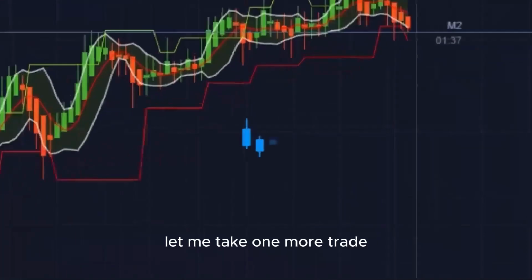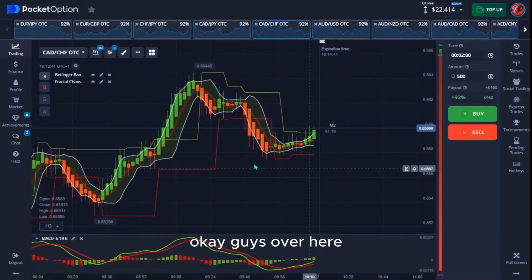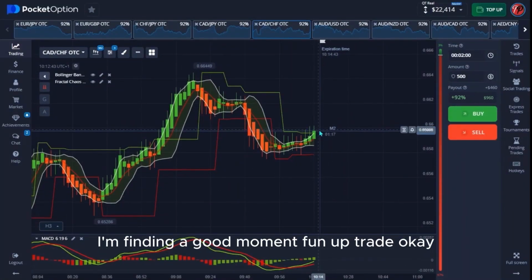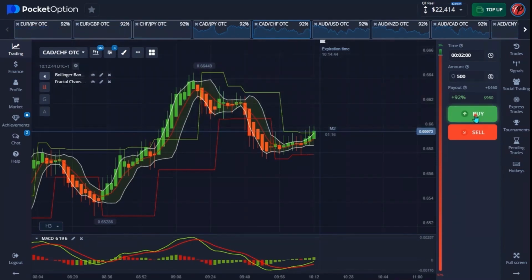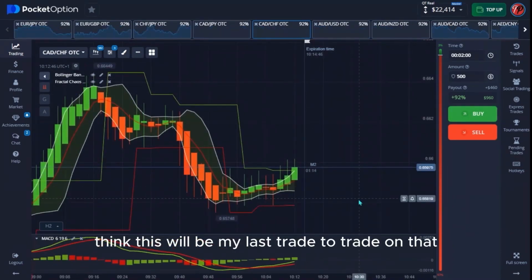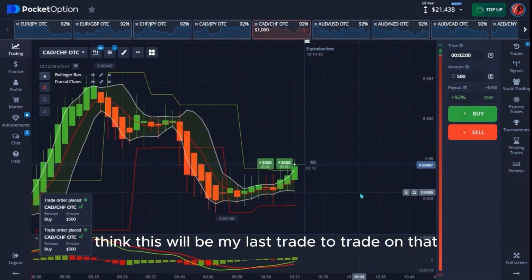Let me take one more trade. Okay guys, over here I'm finding a good moment for an uptrade. Okay, I think this will be my last trade. I took the trade on that real quick.